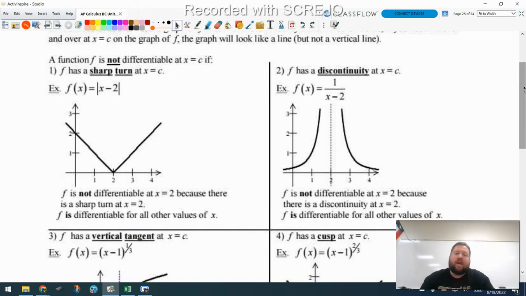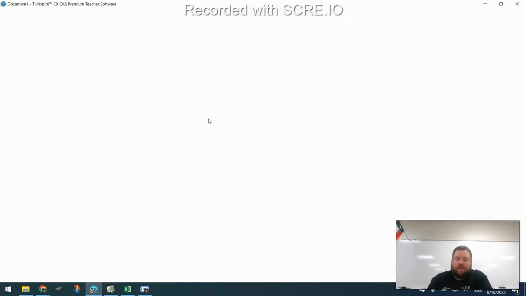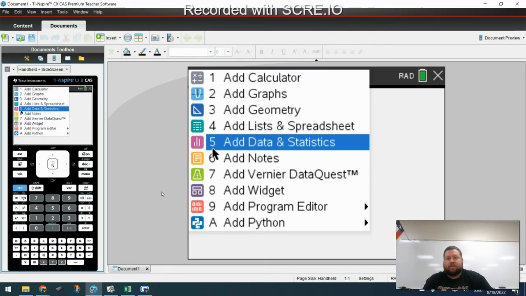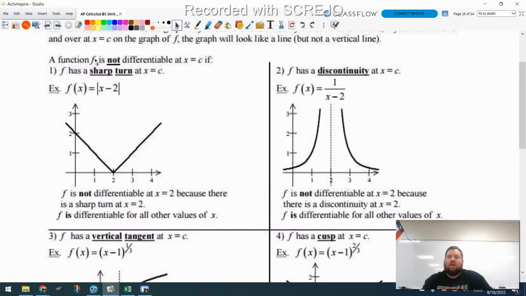So how do we tell if something's not differentiable? There are 4 things that will tell us whether a function is not differentiable. One of those things is a sharp turn. A sharp turn is any time you have a corner like this. An absolute value function is a good example. You'll also see this happen on piecewise functions quite a bit. At this point right here, x equals 2, we would say this function is not differentiable at x equals 2 because there is a sharp turn there.